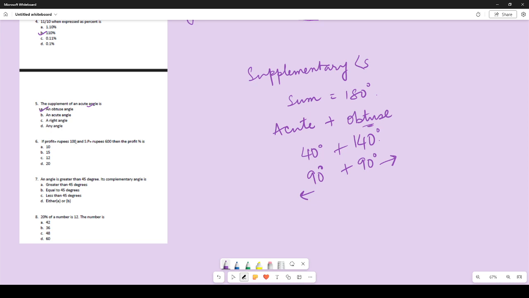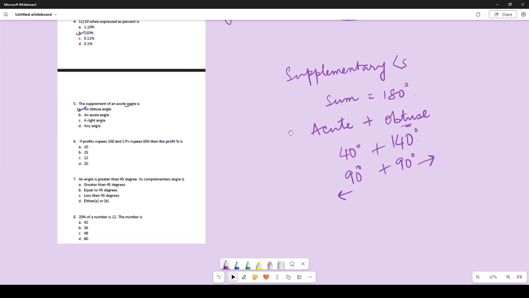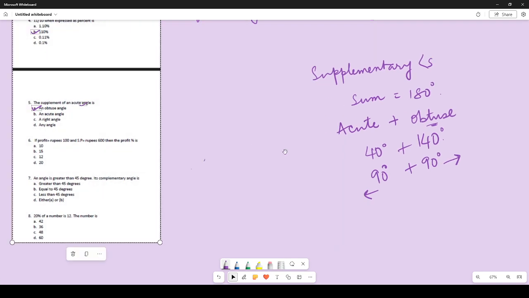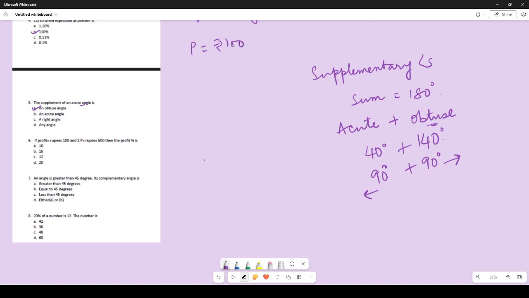If profit is equal to 100 rupees and selling price is 600 rupees, then the profit percent is what? Let us check this out. To solve this, let us take up the formula where you have P is equal to rupees 100 and SP is equal to rupees 600, and you know that to calculate CP is equal to SP minus profit, right? So this comes to rupees 500.